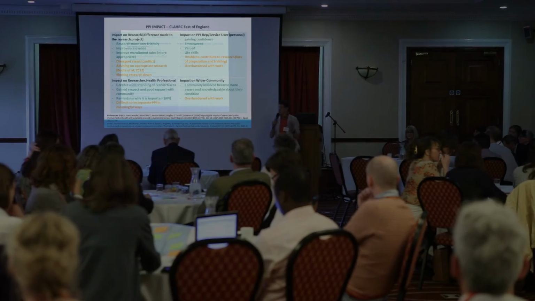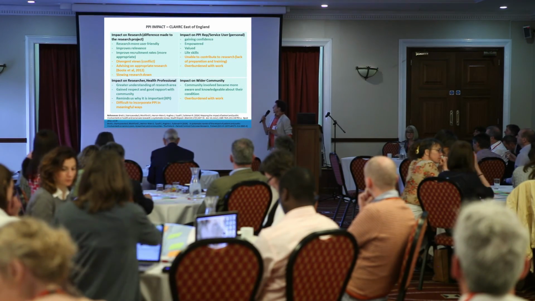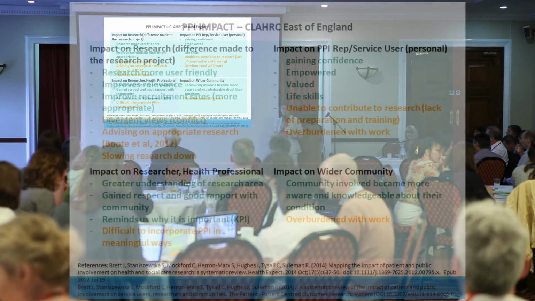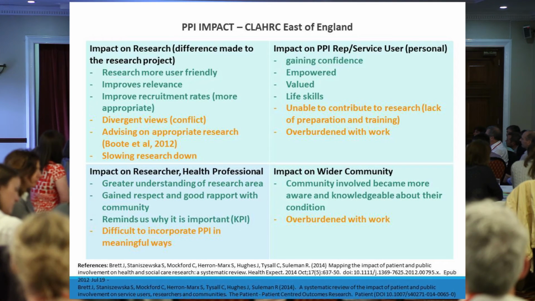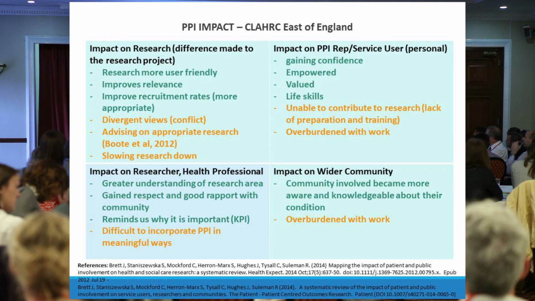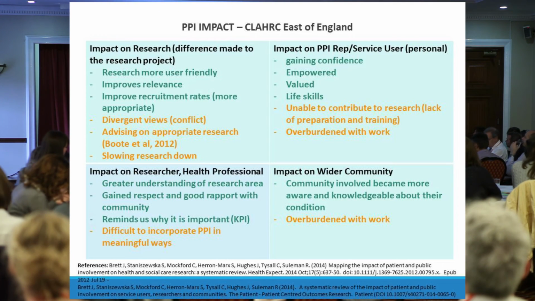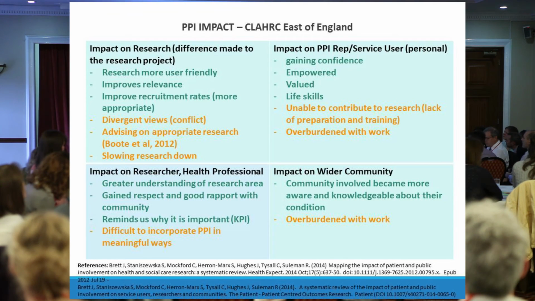So in terms of impact on research, the kinds of things which have emerged have been, for instance, making research more user-friendly, improving its relevance, improving recruitment rates, all dear to the hearts of researchers, of course, and people who want research to have an impact, but having the minuses that it can actually reveal divergent views about the research itself and about what is appropriate research and what advice can look like. And of course there's the one about, does it simply slow research down when there is pressure on research?